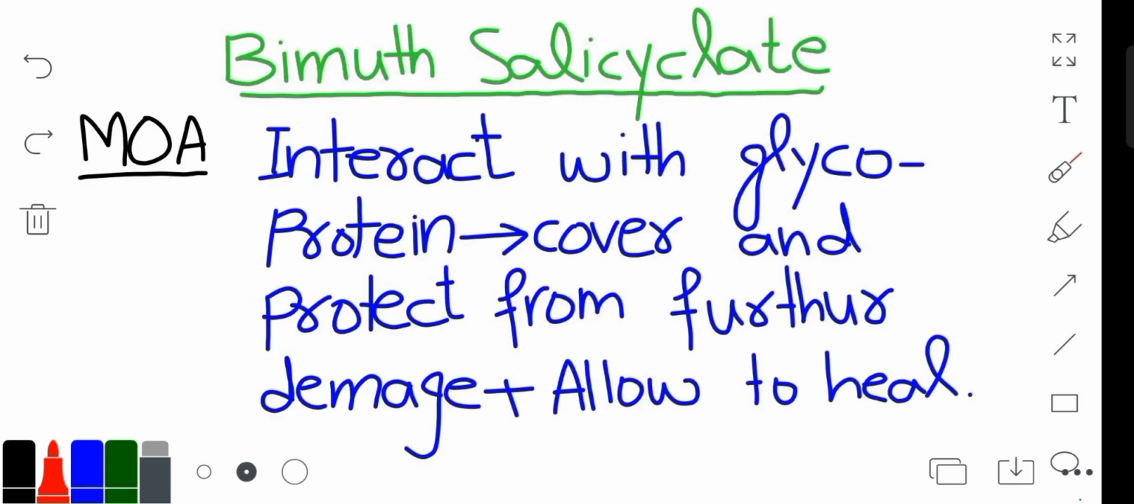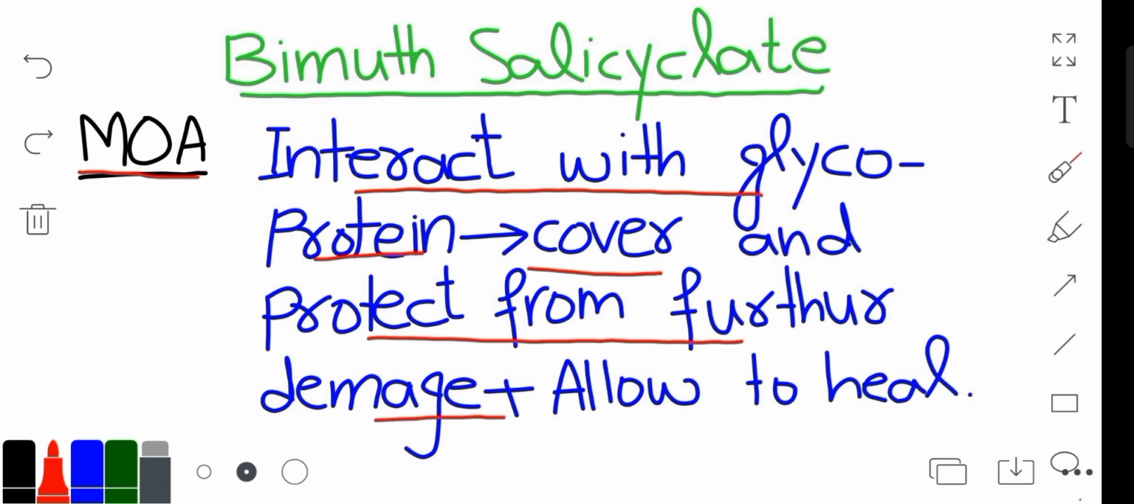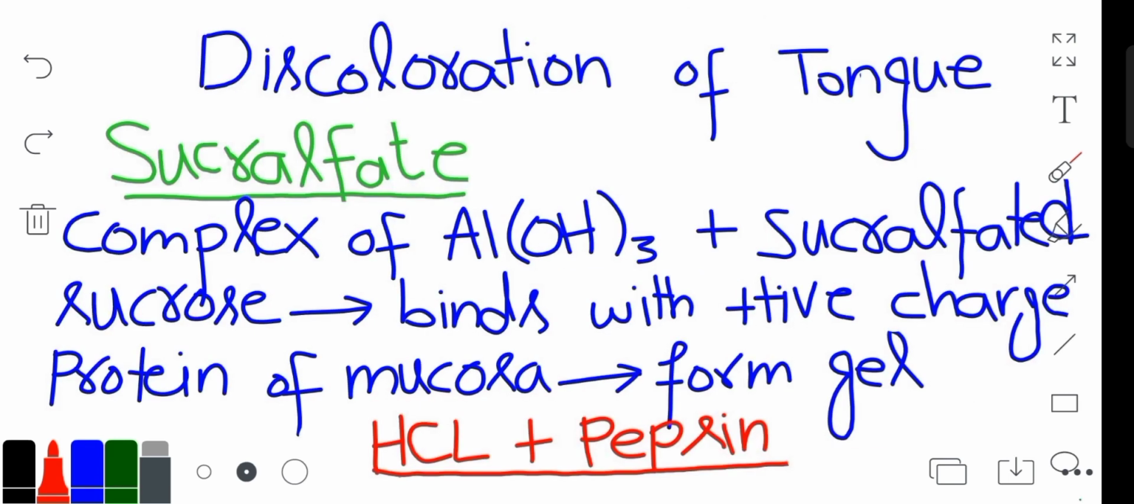If we talk about the mechanism of action, bismuth salicylate interacts with glycoprotein in the necrotic mucosal tissue and forms a cover that prevents penetration of hydrochloric acid and prevents the action of pepsin, protecting from further damage and allowing the tissue to heal. The side effect of bismuth salicylate is discoloration of the tongue.